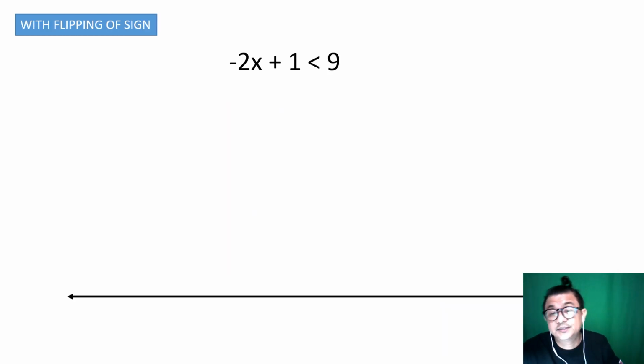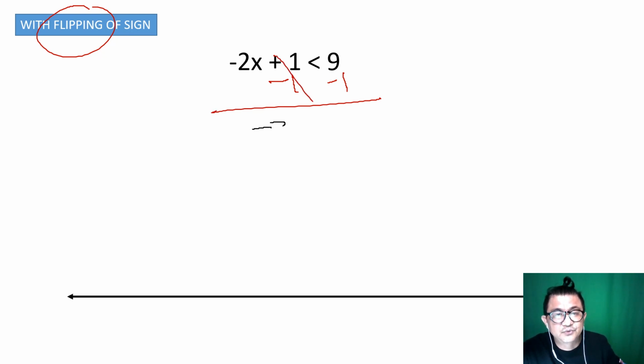Now let's try another example with the flipping of the sign. When will it happen? Check this out. Subtract 1, subtract 1. We all know that. That cancels out. Negative 2x is happy. It goes down. The less than goes down. Be sure you show your organized work. 9 minus 1 is 8.